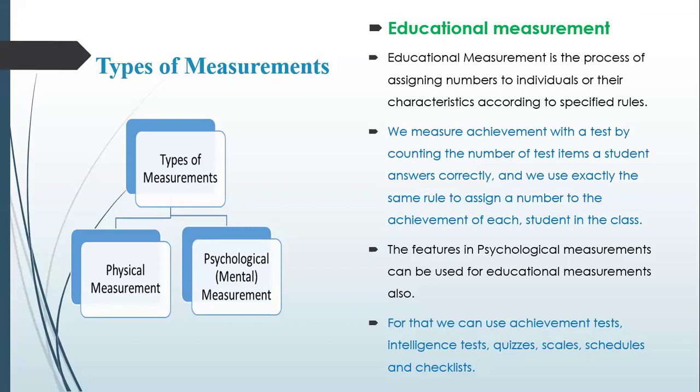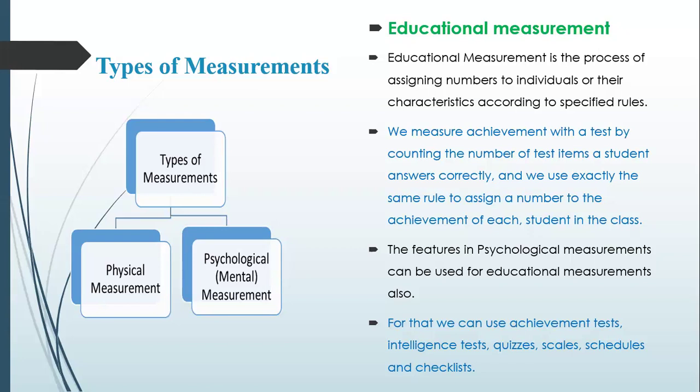So Sunil is the top of the class. What type of scale is that? Physical scale? Pardon? Physical measurement or scale? Top level is, yes, top level is ordinal, not physical. It is psychological. It is ordinal.